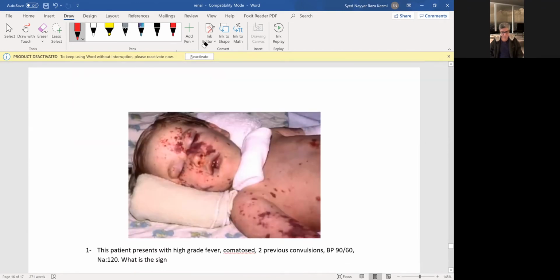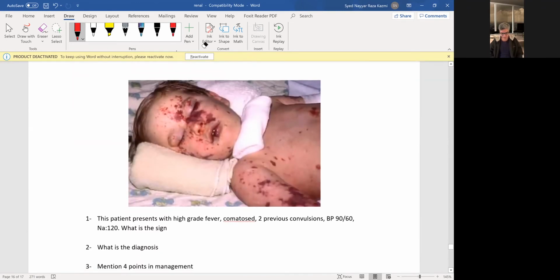This patient presents with high-grade fever. He is comatose, had 2 previous episodes of generalized convulsions. The blood pressure is quite low, 90/60. Sodium is also low, hyponatremia. What is the sign? This is a purpuric rash. The diagnosis is meningococcemia, the dreaded purpuric rash of meningococcemia.